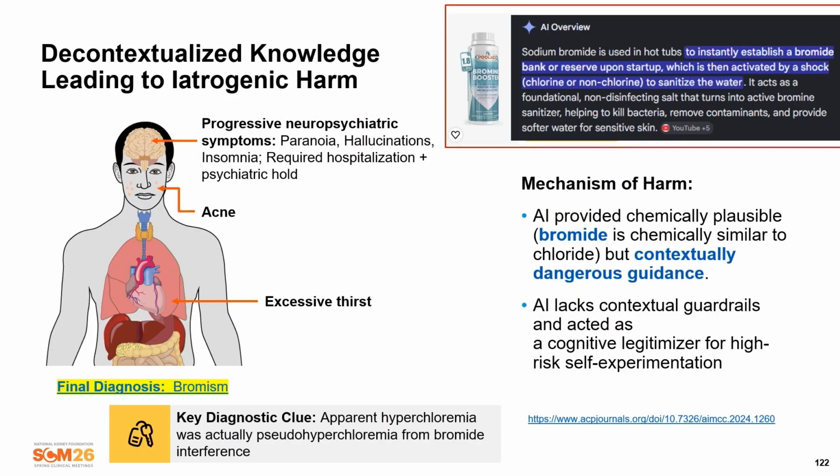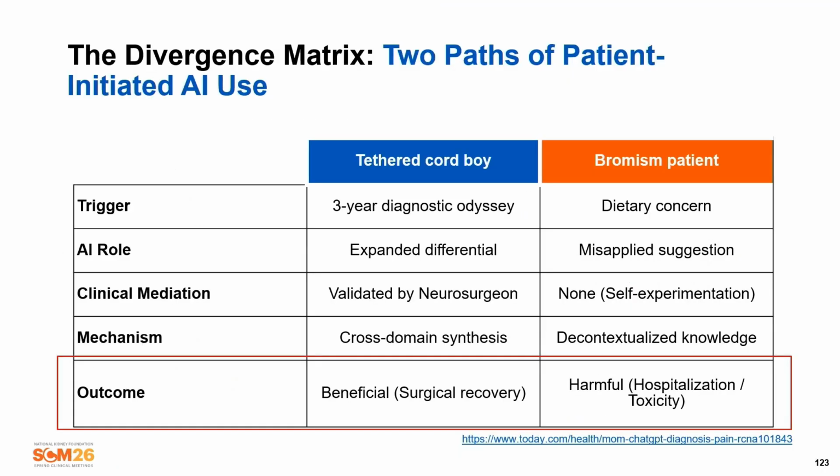And the patient, without telling the doctor, bought sodium bromide, which is available to sanitize water, basically. The patient used sodium bromide for at least 3 months and developed hallucinations and acne, requiring hospitalization with bromism. Okay? So this can turn out bad as well if the patient just follows the AI blindly without talking to us. So what should we do? There are advantages and disadvantages.